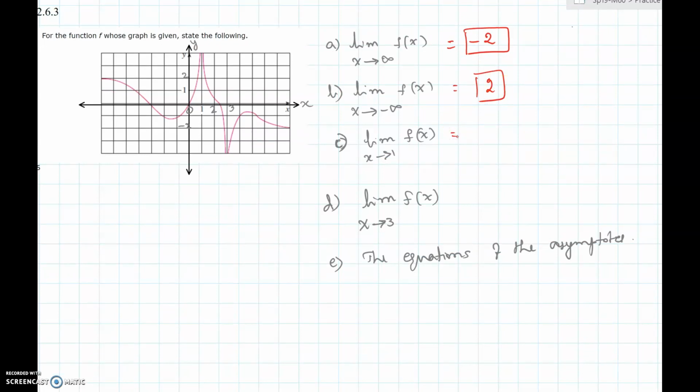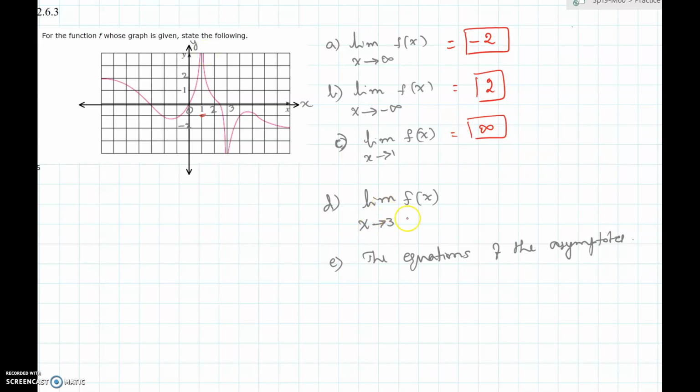Now we have to see x approaching 1 of f of x, part C, which is, we have to look at the graph in the neighborhood of 1. So this is our 1. So in the neighborhood of 1, you see two branches. Both of them approach positive infinity. So the limit value is equal to positive infinity.